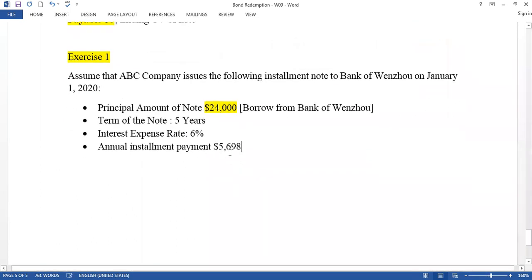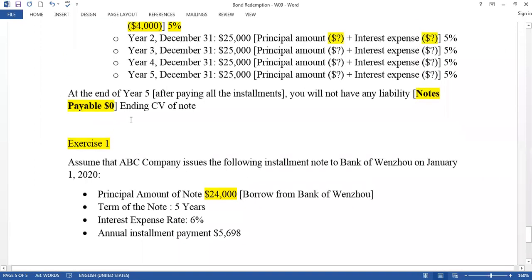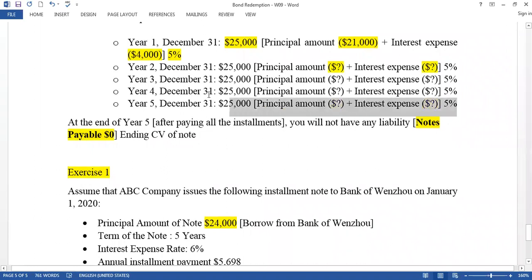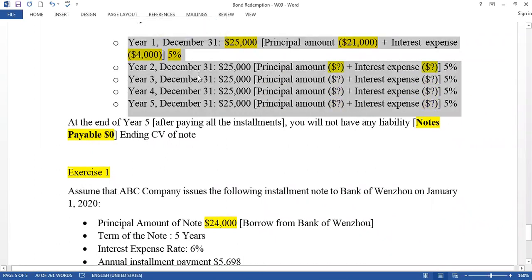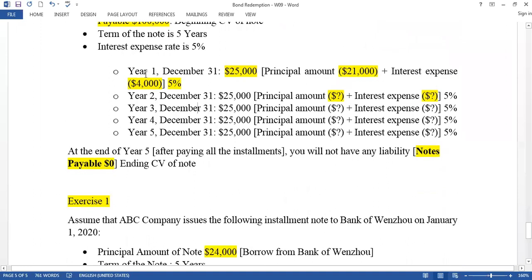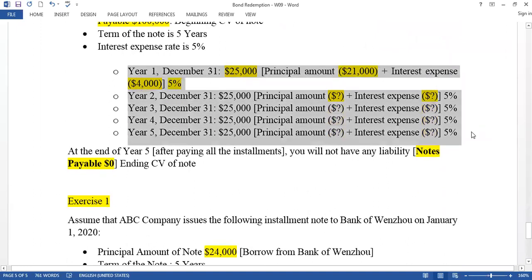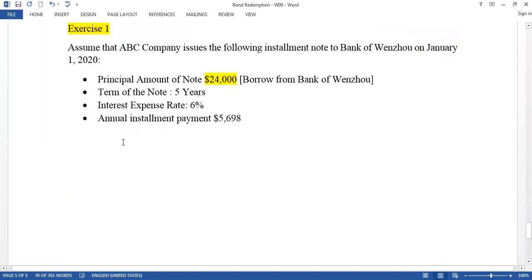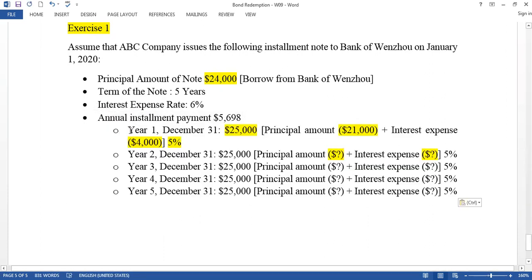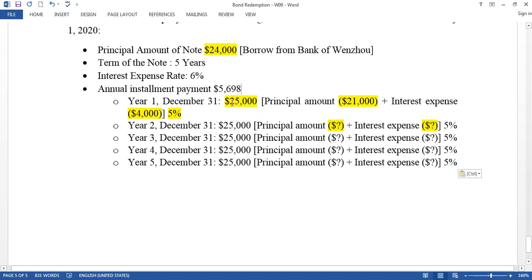This is the annual installment payment. This is the information given to you. That means that if I copy this information here, the annual installment payment is this amount.